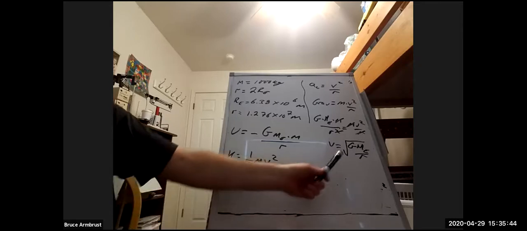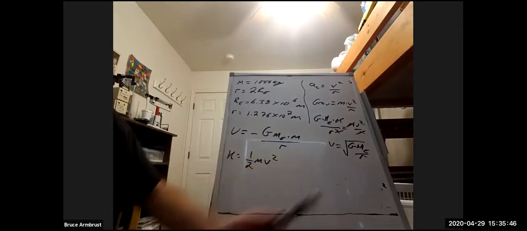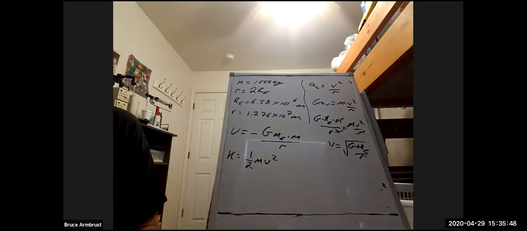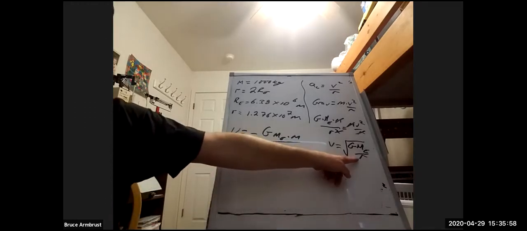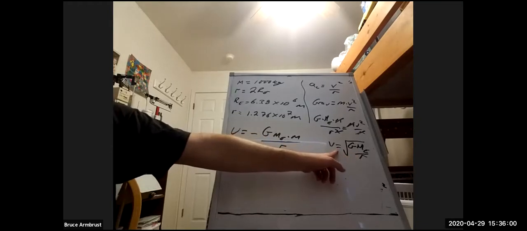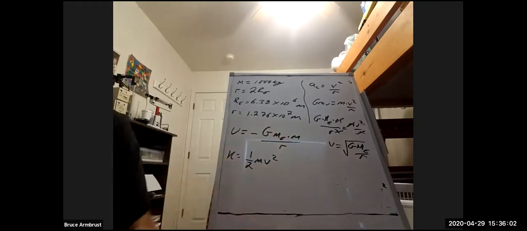So that's how fast that satellite's going. It depends upon your radius, how far away you are. So if we move closer to the Earth, we get larger velocity. The further away we are, the slower we're going to go due to the gravity.